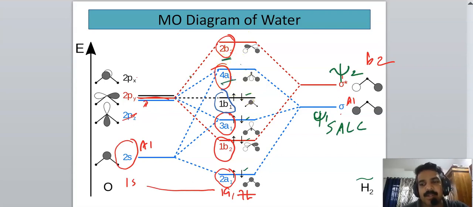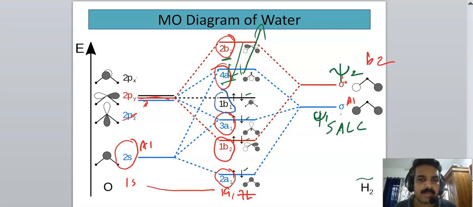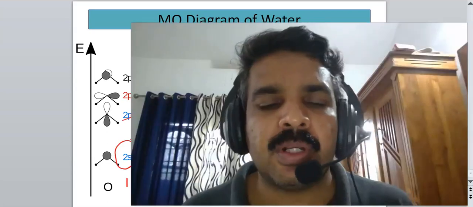Okay, clear. I think the order is different. 4a1 is upper, no? 2b2 lower. I think this picture has some mistake. You may please refer to the correct one. Okay, that is the pictorial representation.